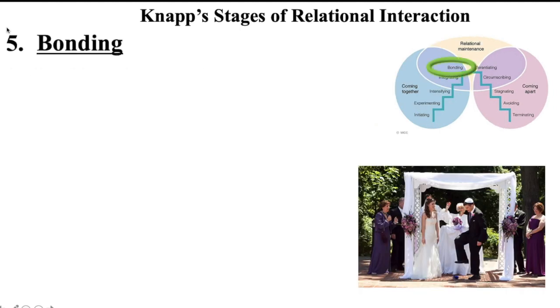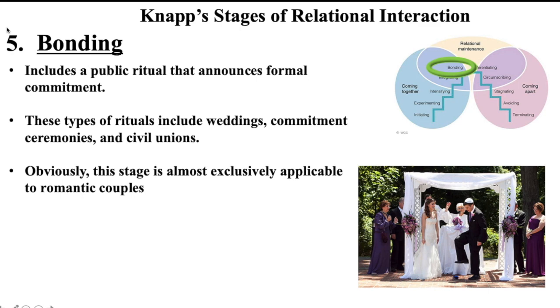So stage 5 is bonding. This is exclusively, and you can just write marriage. Essentially, bonding is marriage. This includes a public ritual that announces the formal commitment. These types of rituals include weddings, commitment ceremonies, and civil unions. Obviously, this stage is almost exclusively applicable to romantic couples. Yes, you can bond with your manager or whoever if you all end up getting married. Typically, we do see the emergence of persons marrying people who they work with. Obviously, you spend a lot of time at work, more often, if you will, than with your own family.